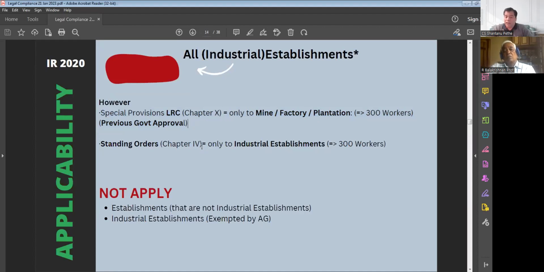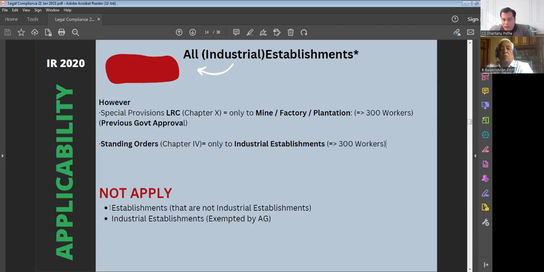There is one chapter related to standing orders. The government will give the model standing order, and an industrial establishment can adopt those model standing orders as they are, or they can go for their own standing orders and get them certified from the authority. So the standing order chapter, that is Chapter 4, will be applicable only to industrial establishments which have 300 or more workers. So it is not about factory or mine. It is all industrial establishments where 300 or more workers are working. They should have their own standing orders. So these two things you have to note down.